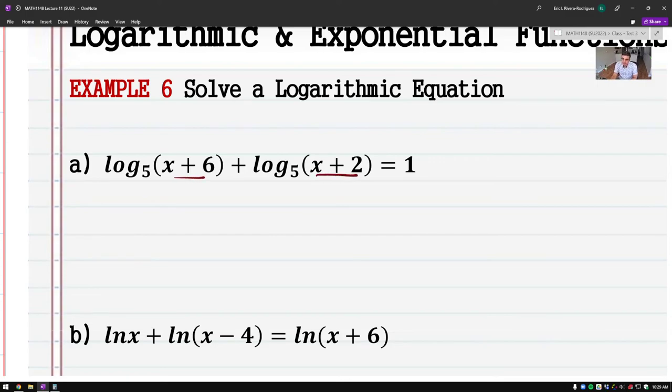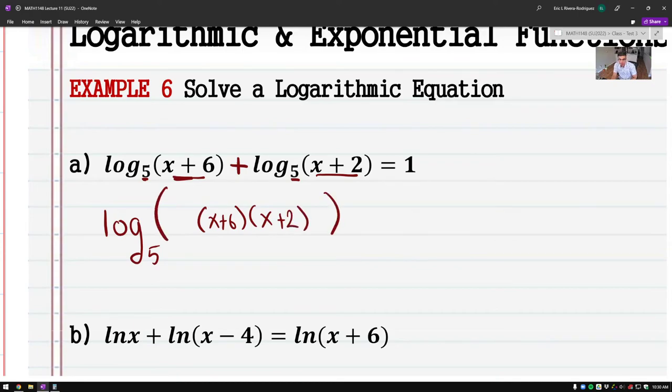So in this equation, we have two logarithmic functions with the same base. We are seeing that they are being added together. So what we are going to do is use the following property where we combine both arguments with multiplication, and that will become the argument of just one logarithmic function, log base 5. So from two terms, now we have one term, and this is equal to 1. I won't expand this yet.